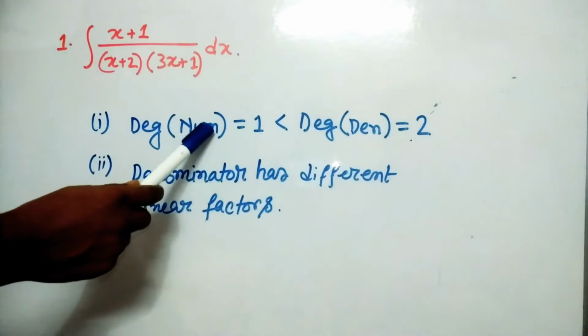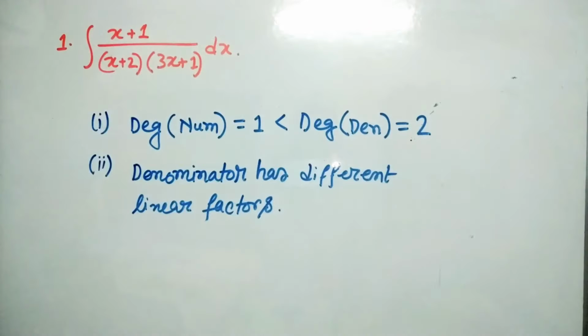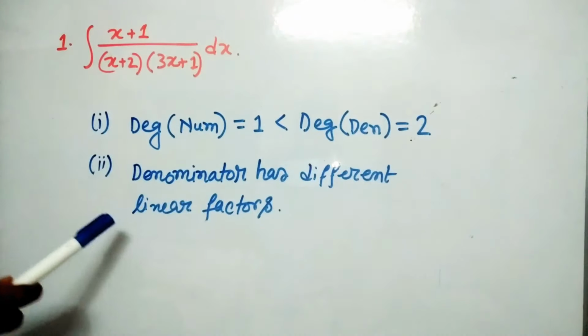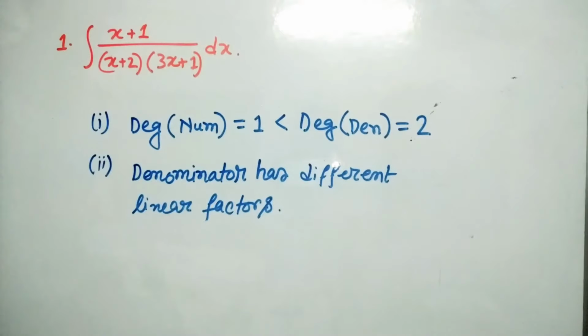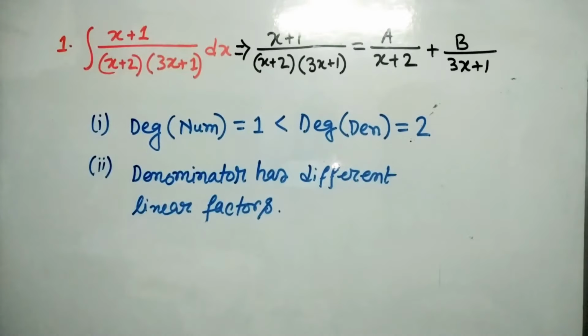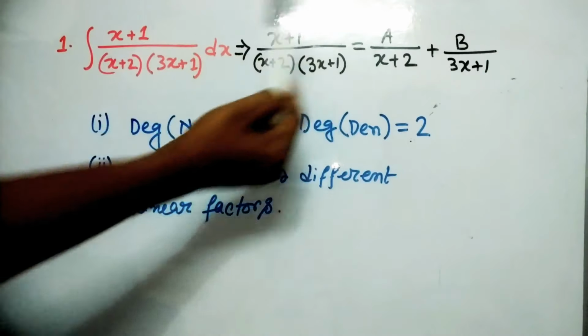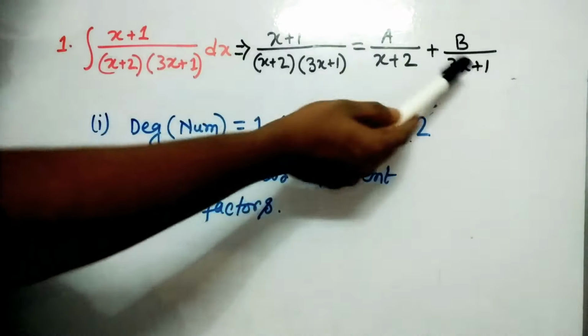So definitely it is less than this one. Now the next thing is the denominator has different linear factors. Those are x plus 2 and 3x plus 1. So for this case, the total function will be equal to a by x plus 2 plus b by 3x plus 1.